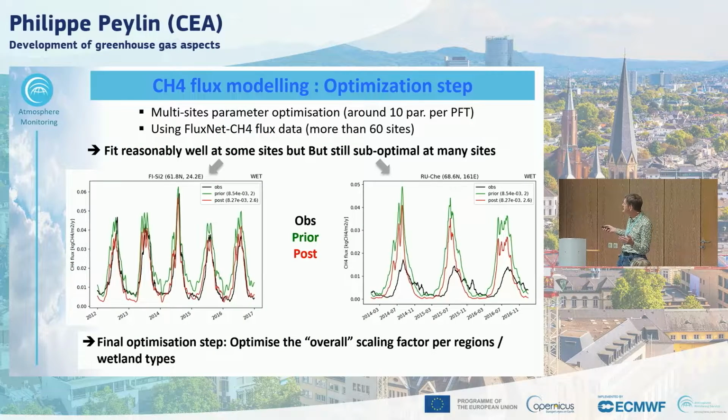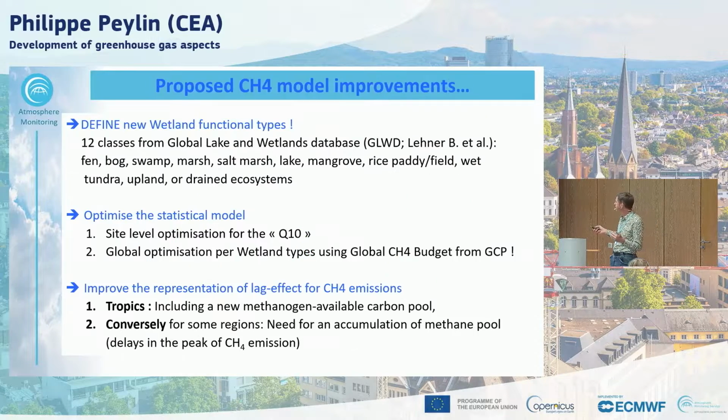I show you here one example that we did in CAMS 41, where we had 2 sites, the observations and the prior and posterior model, CTESSEL. And we can see that in some cases we can optimize the fluxes very well, on the left, and not so well on the right, in another site in Russia. So really, this is our strategy to calibrate the temperature sensitivity with FluxNet data.